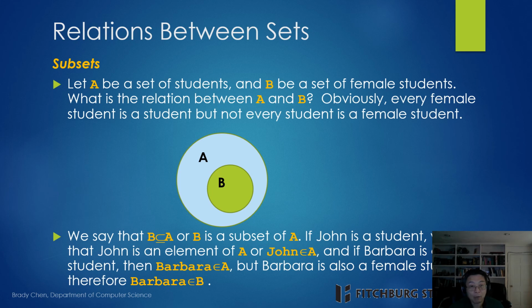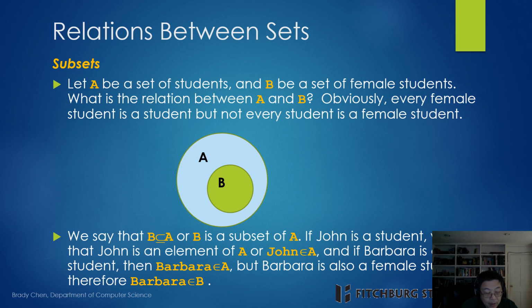Now, we can see that every female student is also a student. But the other way around is not true, right? Not every student is a female student, because a student could be a male student or a female student, or something else. So in that case, we can define the relation as a subset. We can say B is a subset of A.